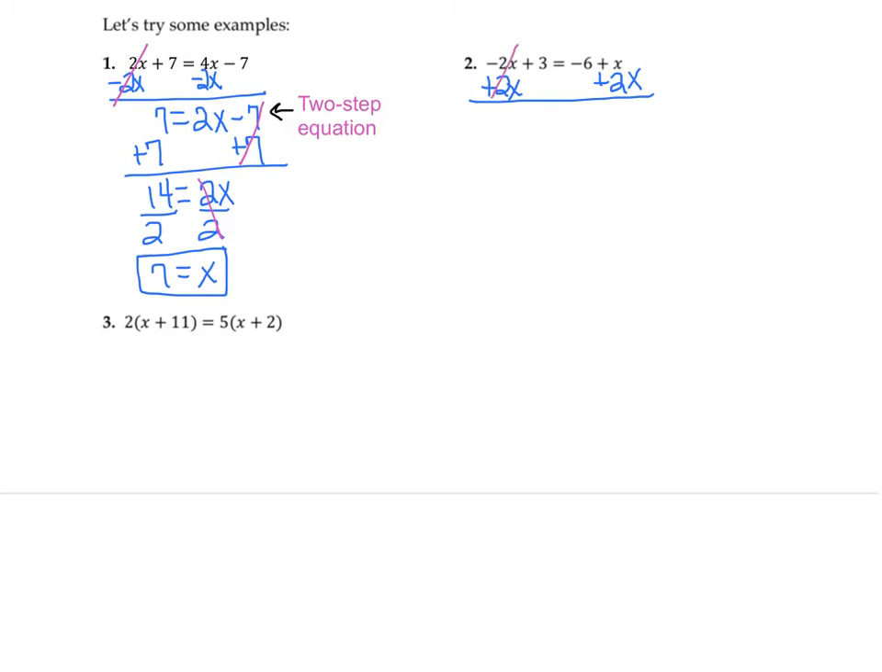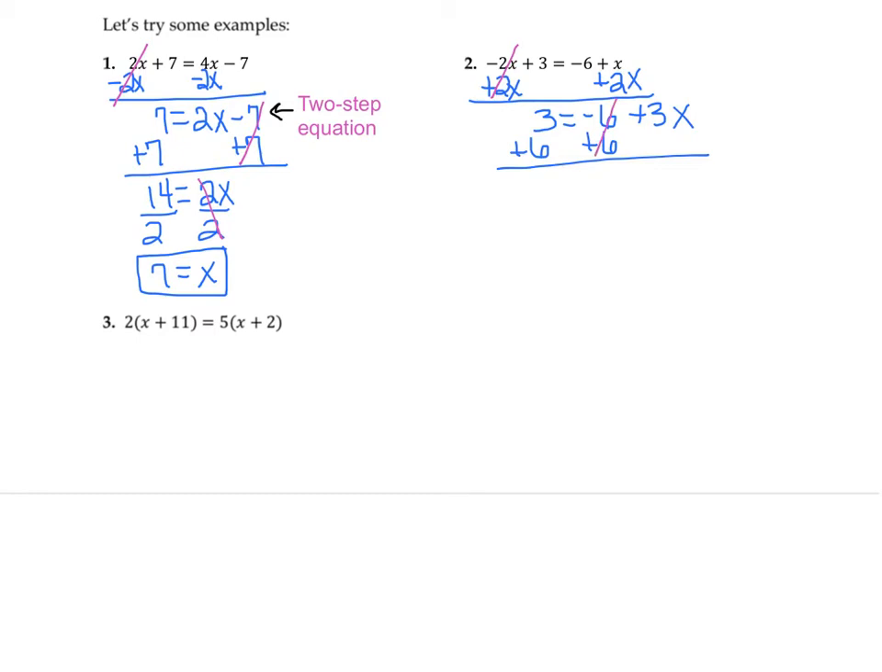The 2x's are going to cancel. You're going to bring down your 3, the equal sign, your negative 6, and then we have x plus 2x, and that's going to give you a positive 3x. And now we have a two-step equation. Our next step is to undo addition or subtraction. You want to get your numbers together, so you want to undo that negative 6 by adding 6 to 3 and adding 6 to negative 6, because you want to get your numbers together.